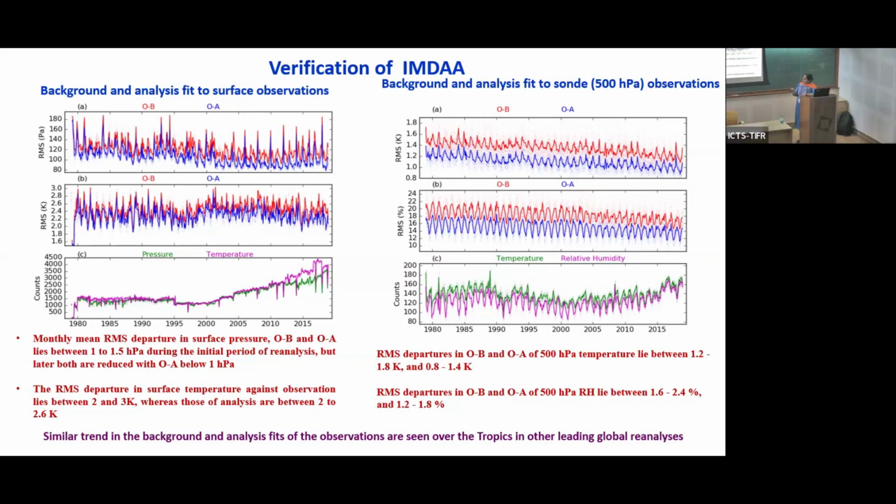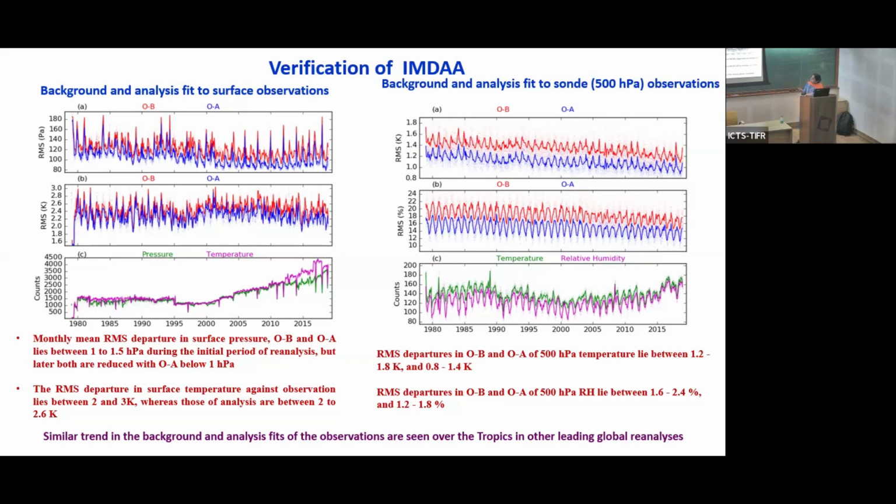Here we have shown only the surface pressure and temperature. So if you see the surface temperature, we assimilated more observations, but the surface pressure, because it was from the same station, it might not have passed the quality control. So the number of surface pressure observations assimilated is less than the number of surface temperature observations assimilated.